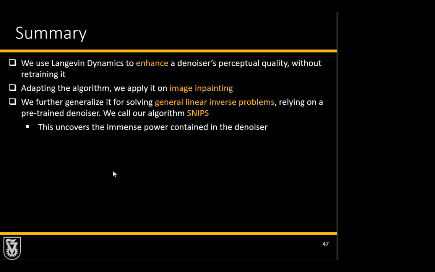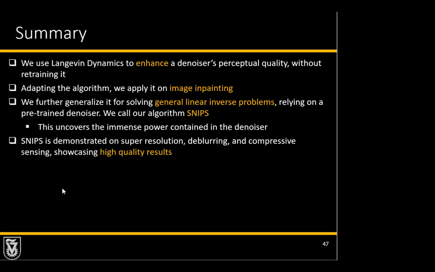This basically shows the huge power contained in the denoiser. The denoiser can solve all these problems while it was trained only to remove Gaussian noise from an image. This is a very great finding. And we demonstrated our algorithm on different problems, super resolution, deblurring, and compressive sensing, all showing high quality results. And we verified all the results using the 3 statistical tests that we've seen. We used this not only on denoising, but we also applied it on the different inverse problems.